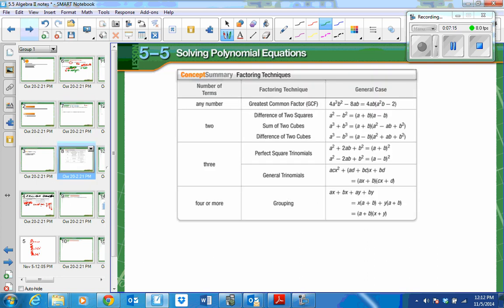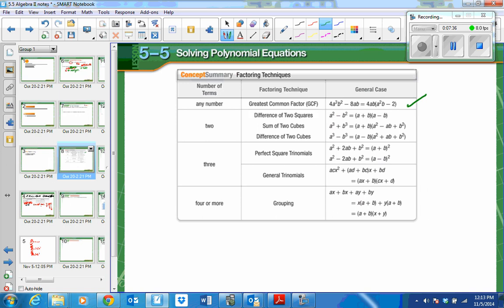So factoring techniques that you've learned, we've already used some of these today. The greatest common factor, that's always going to be the first thing that you check for. Then you look and see how many terms you have. And if you have 2 terms left after you've pulled out the greatest common factor, you're going to do one of 3 things if it's factorable.